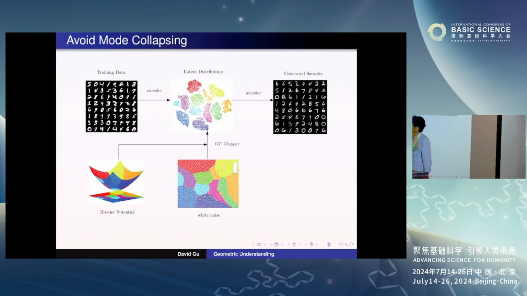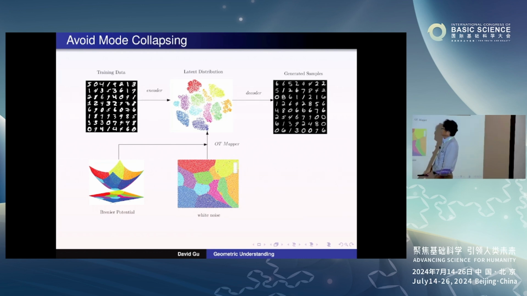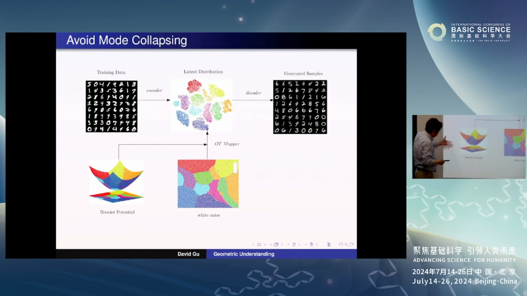Given a training data set, either image, voice, text, or video, we do the encoder and the decoder, and we map everything to the latent space. Then we find the OT map from white noise to the data distribution by solving the Brenier potential. Solving the Brenier potential basically amounts to finding a convex shape. The gradient gives you the map. This convex shape can be found by convex optimization using a geometric method.